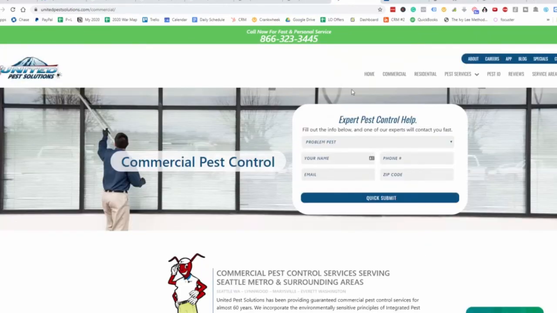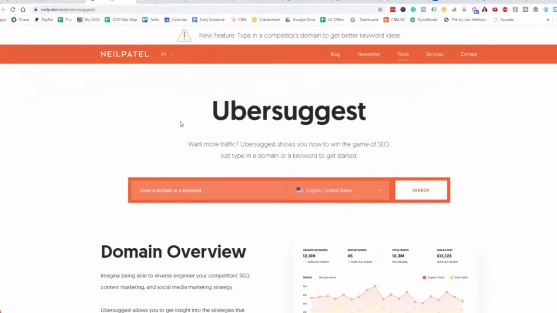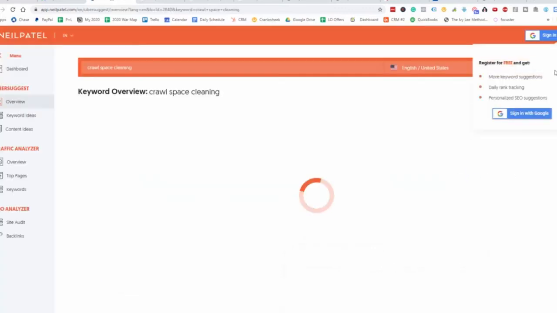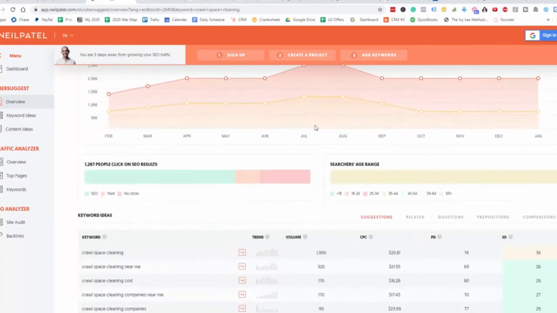So if you can't find the overview of the services on the website for the contractors, then the best bet is to go into Keyword Planner here. One of the other keyword tools that works great as well is Ubersuggest from Neil Patel. So let's go to crawl space cleaning. Let's go to search. Okay, great. If you want to see a bunch more keywords, you have to sign in with your Gmail, but this should be just fine for what we're looking for.